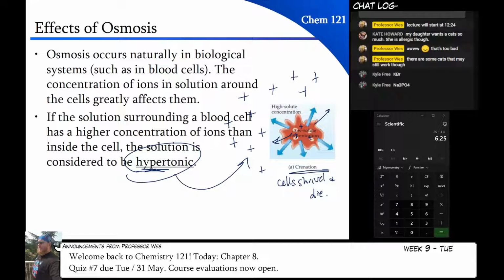Moral of the story, don't eat too much salt or drink salt water. Your blood pressure will go up. And that makes sense, right? What's the first thing they tell you to cut from your diet if your blood pressure is too high? They tell you to eat less salt. This is why.